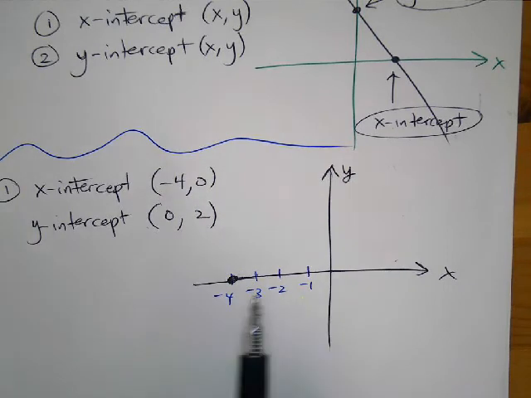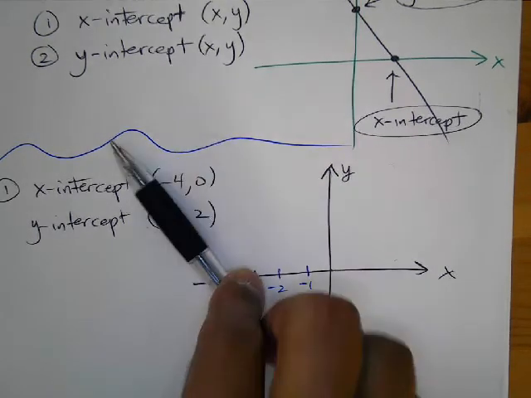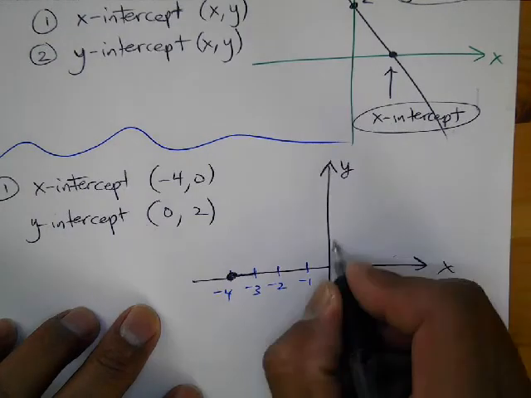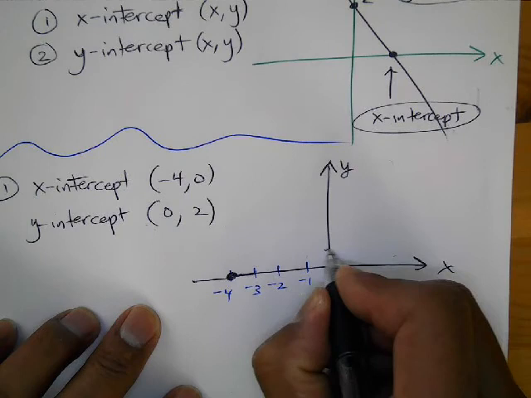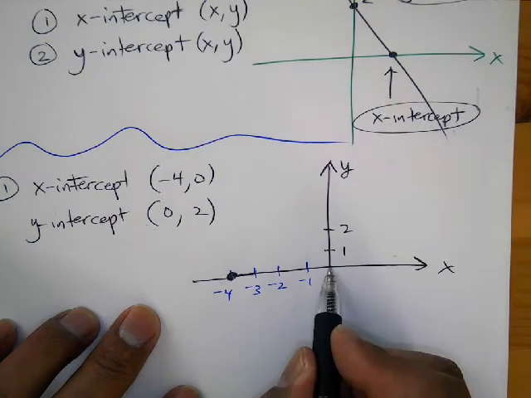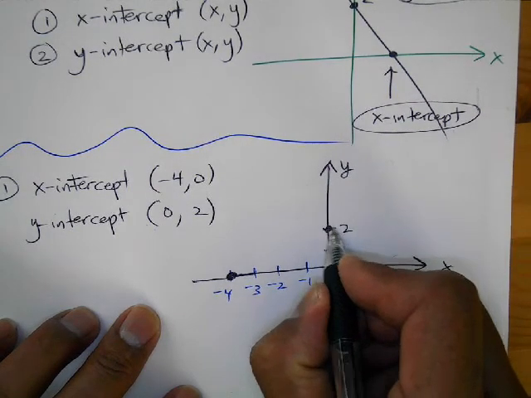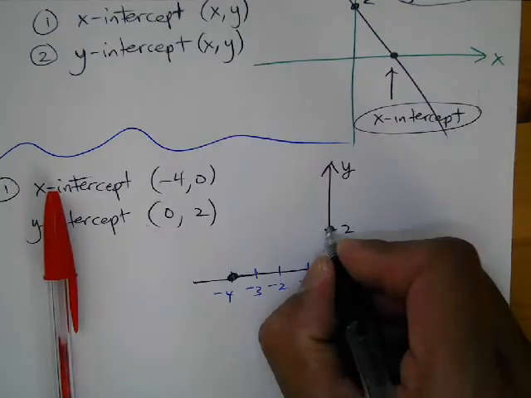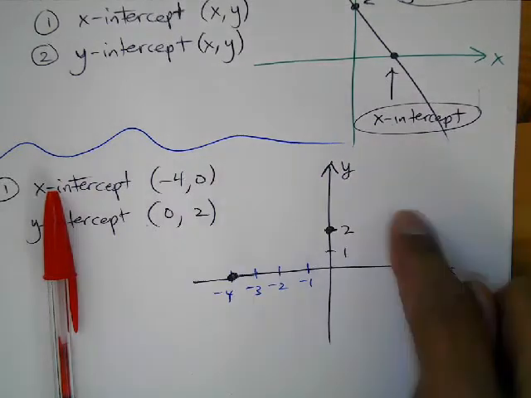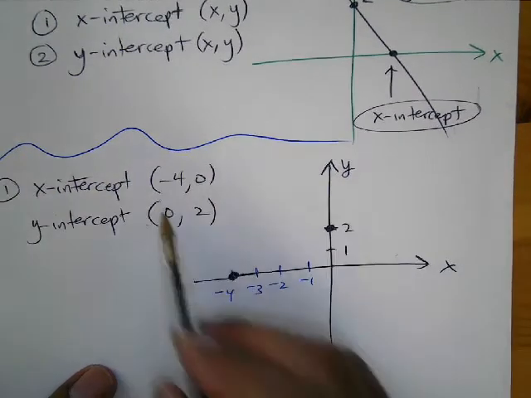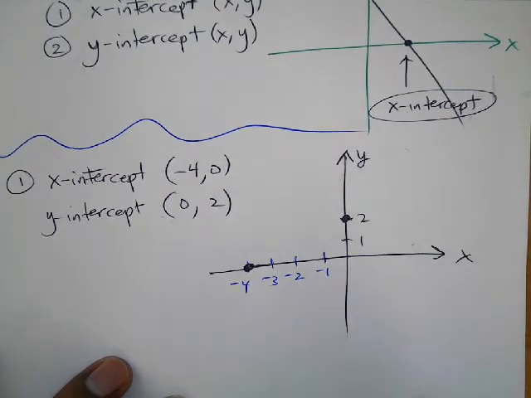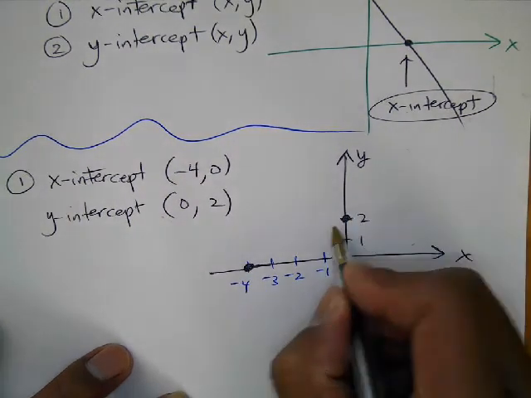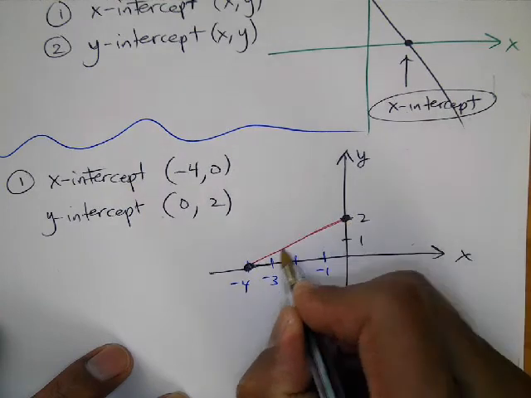You need two points to construct a line. With one point I can graph an infinite number of lines going through there. But that's your x-intercept. Your y-intercept is (0, 2), so that's on the y-axis: 0 on the x and up 2. Here is your y-intercept. Once you have these two points, that's all you need to graph a line. Obviously, there are more points on this line. But if you find the x-intercept and the y-intercept, you plot both, and then you graph the line that goes through them.